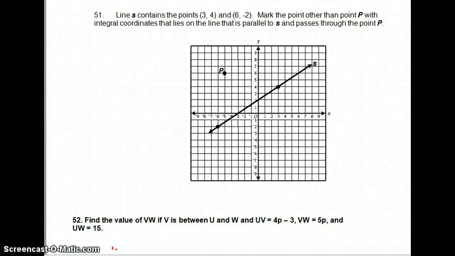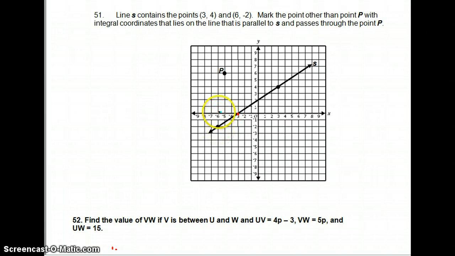Number 51, line S contains points (3, 4) and (6, -2). Mark a point other than point P with integral coordinates that lies on the line parallel to S passing through point P. Now, point P is way up here. We could count the blocks from this point up and over to this one, but that would take us off the graph. So we need to find another point that is a point of intersection. It looks like this one right here works.